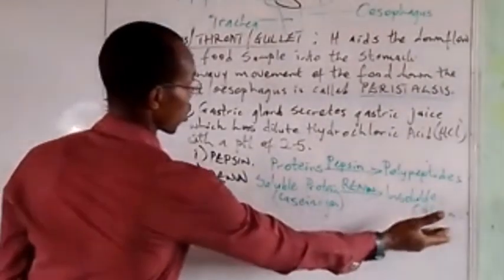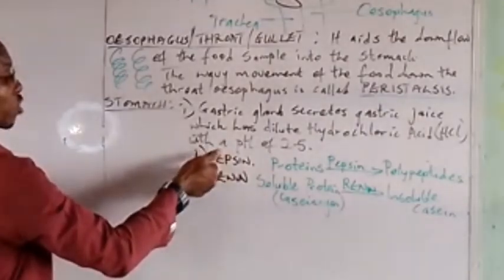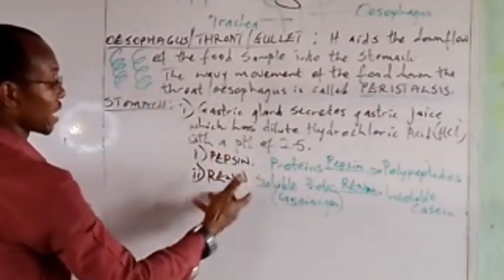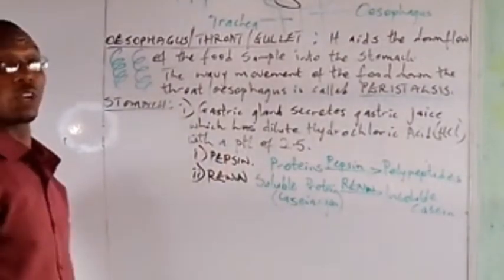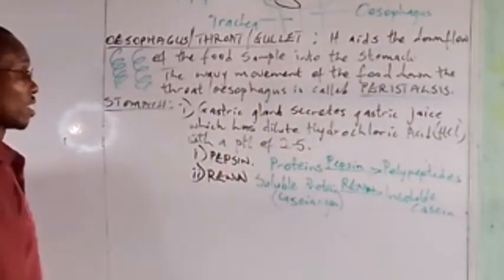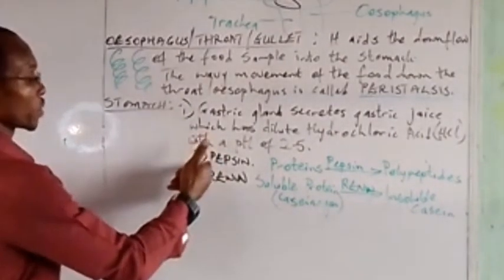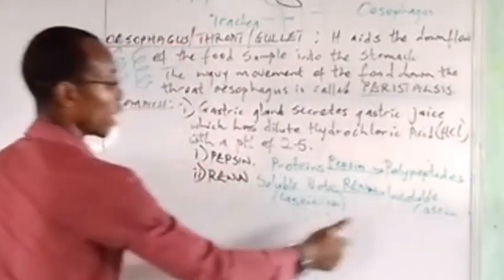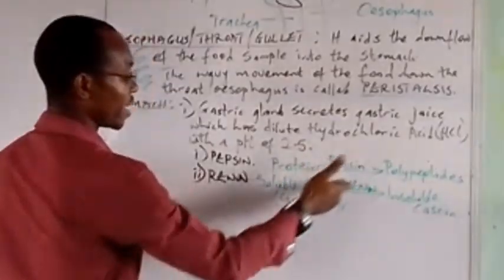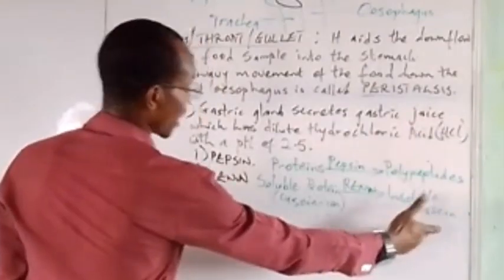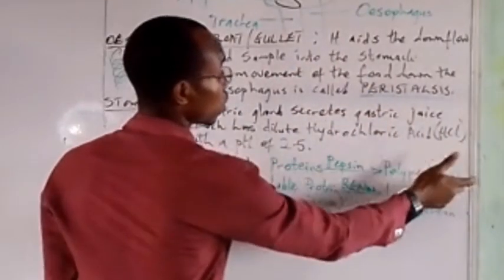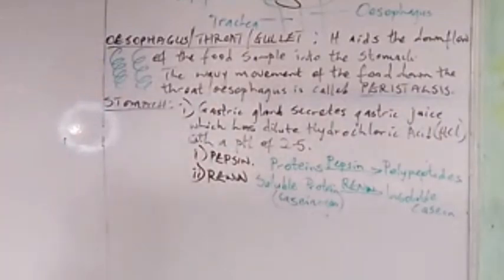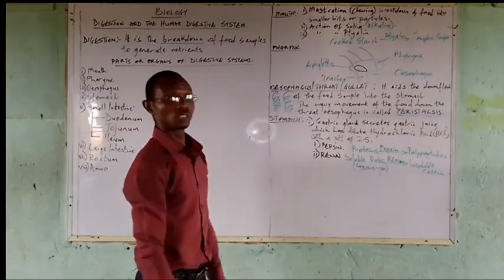And then when that conversion is done, we now have the action of pepsin. Remember that we said that the renin curdles milk. Milk is an example of a major source of protein. So since it is a protein, pepsin will then come to act on it when it has been curdled by renin into insoluble casein. Then pepsin comes to act on it, converting it from the protein to the polypeptide. That is what happens in the stomach.